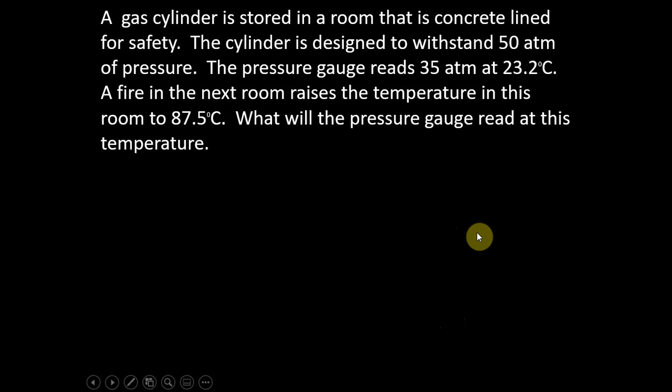All right, so what does this look like in an example? A gas cylinder is stored at room temperature. It's concrete lined for safety. The cylinder is designed to withstand about 50 atmospheres of pressure. The pressure gauge reads 35 atmospheres at 23.2 degrees Celsius. A fire in the next room raises the temperature in this room to 87.5 degrees. What will the pressure gauge read at this temperature?